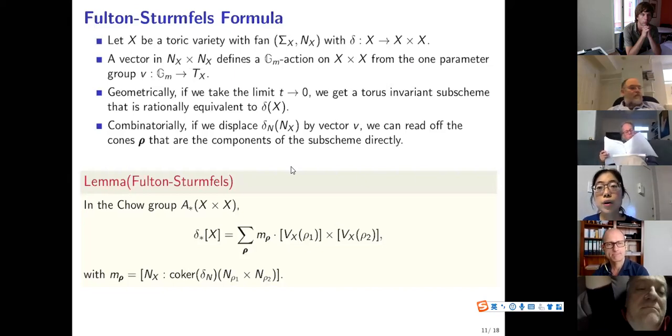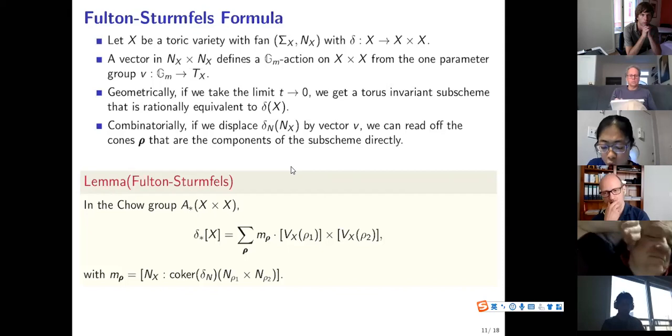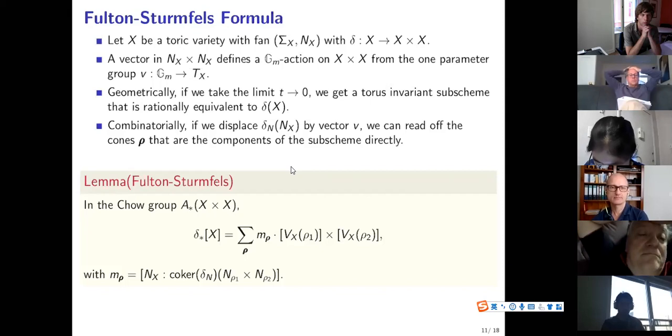So suppose we have X being a toric variety, and Sigma_X is the fan structure of it, and we're trying to study the diagonal map of the toric variety. A vector v in the target lattice defines a G_m action on X times X, which comes from the one-parameter group associated to it. Tx times Tx.